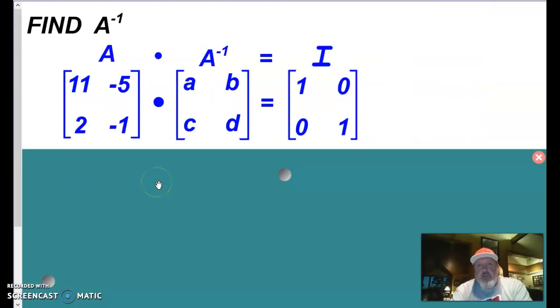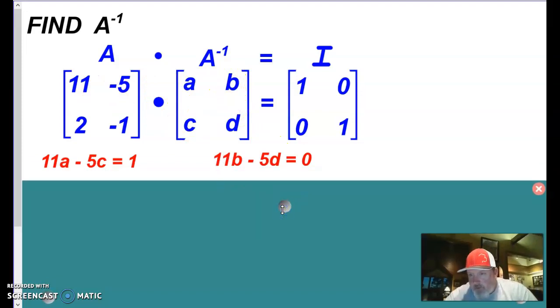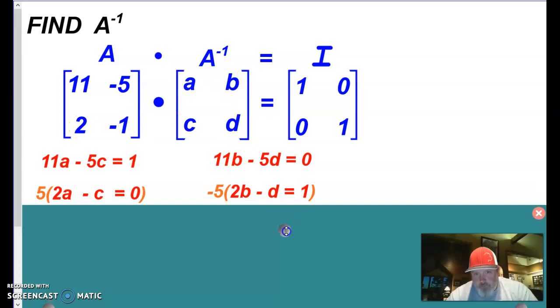All right, last slide for today. This is very similar to the one we did a couple slides ago. So again, we have A, we're looking for the inverse, so we're going to get a system of equations. I'm going to take row 1 times AC, row 1 times BD. I get those two equations. I'm going to do the same thing with row 2 times column 1, row 2 times column 2. And I get the equations you see in red.